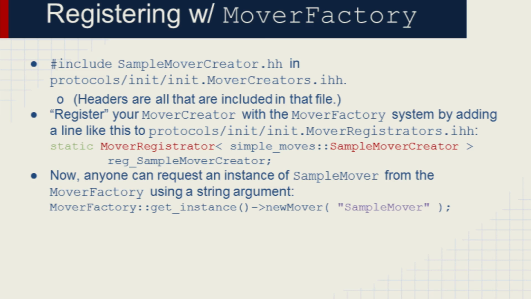And then you need to register your mover creator with the MoverFactory, and the way you do that, like he already said, is to add a line that looks like this. It's static, it's a mover registrator class, it's templated, so you put the name of your new mover creator in there, and you just give it a name. You can make any name you want, but the convention is to use REG for register underscore name of your mover. So 2 things to add to 2 different files, and now once you do that, anyone can request an instance of your sample mover from the MoverFactory.